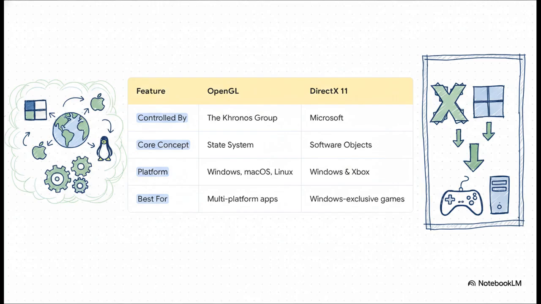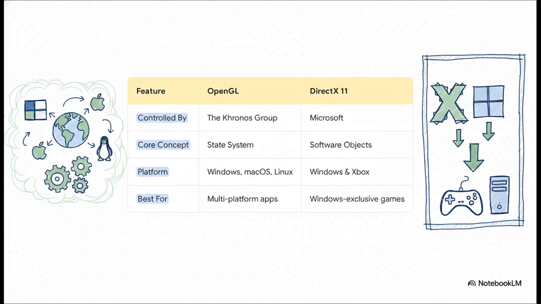DirectX, that's Microsoft's baby, it's built from the ground up for Windows and Xbox. It thinks in terms of software objects, which means you create these specific graphical rules and then attach them to things whenever you need them. OpenGL, on the other hand, is governed by a neutral tech committee, the Khronos Group, and it's designed to be multi-platform. It uses what's called a state system. The best way to think about it is like a light switch. You turn a setting on, say the color red, and now everything will be drawn in red until you explicitly turn it off.